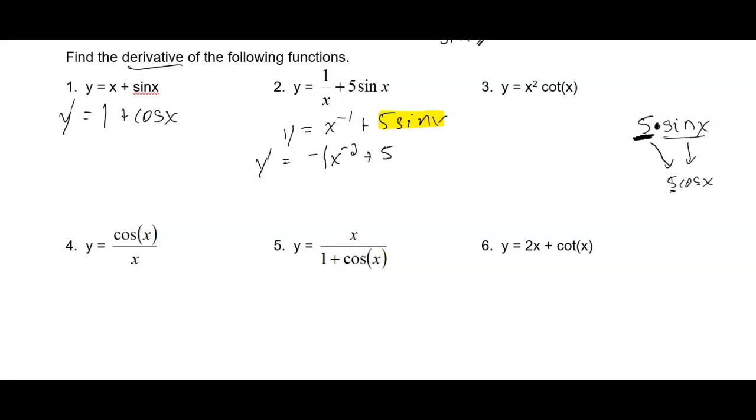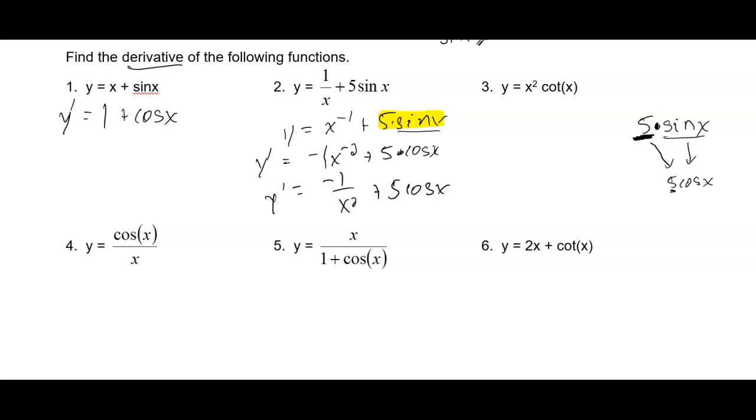So this 5 we can just drop down, and then the derivative of sine of x is cosine of x, and we would get the same thing we would get by doing the product rule with a lot less work. All right. So negative 1 over x squared, and then 5 cosine of x. That's our final answer.